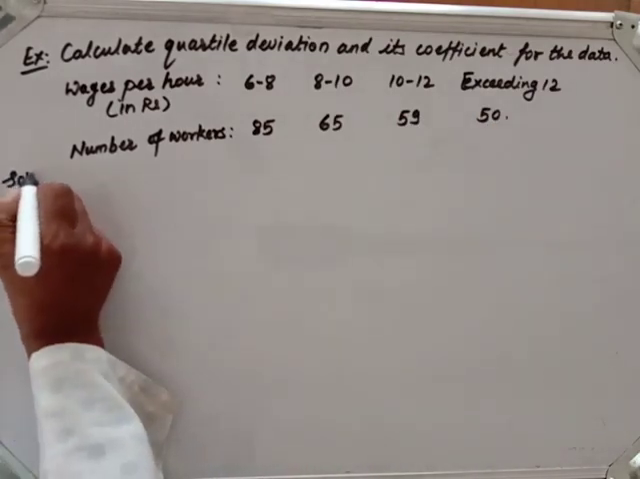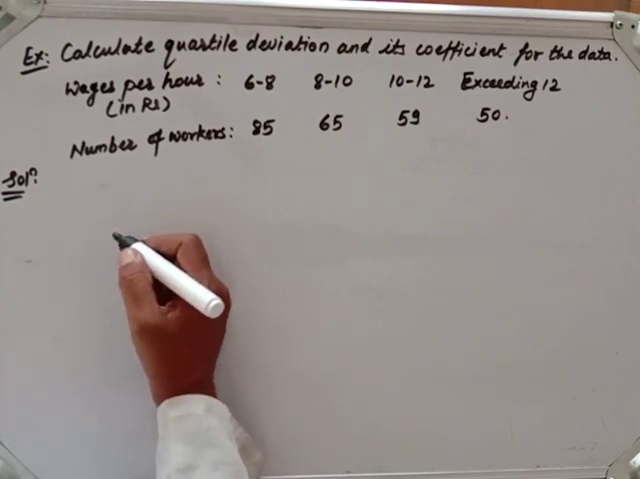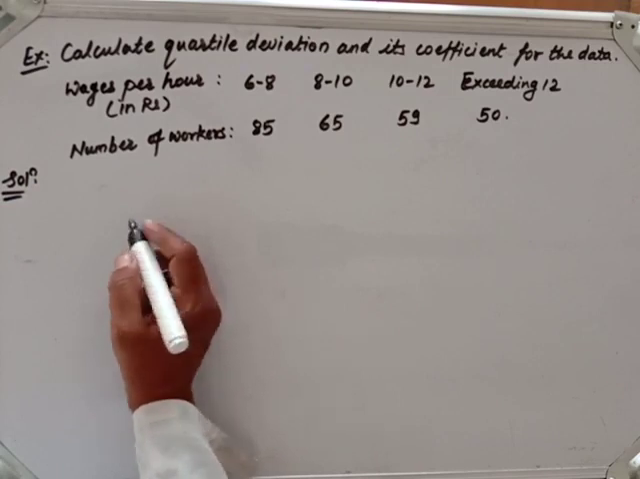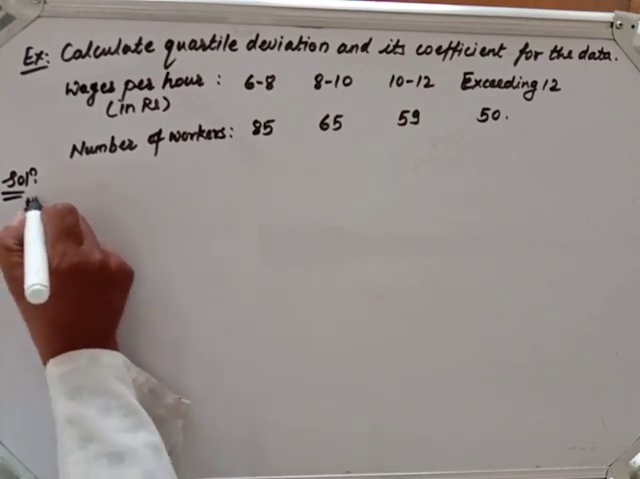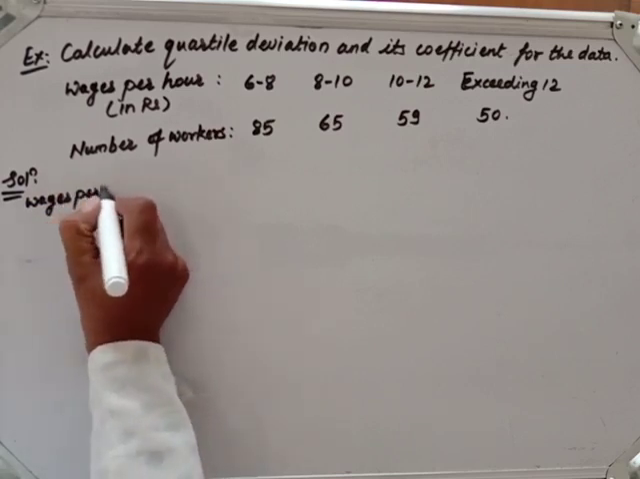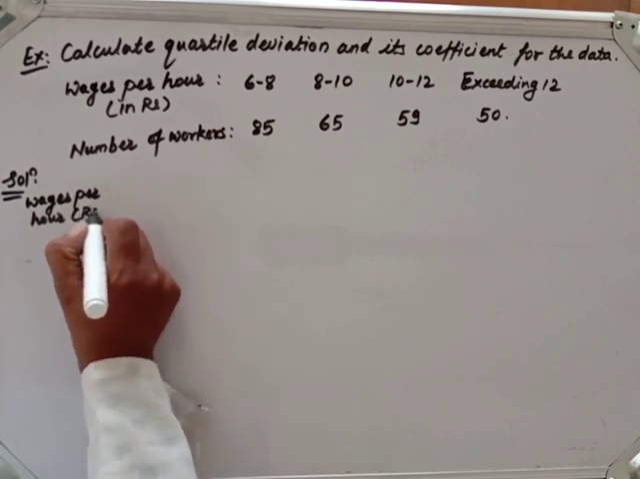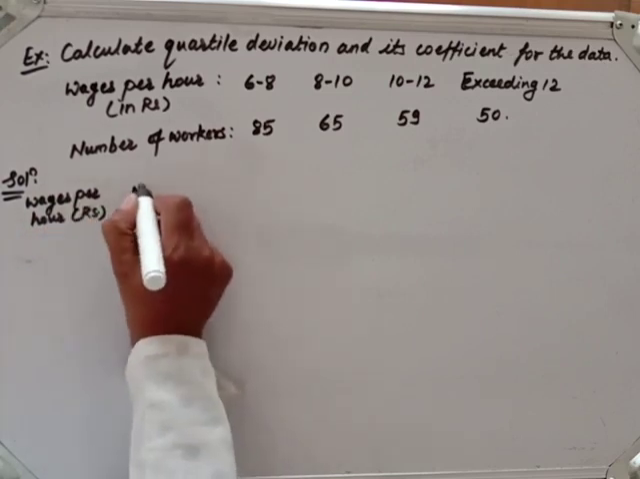So, the solution. For a continuous frequency distribution, we need to obtain the less than cumulative frequency, which is required in the formulas. So let me prepare a table first: wages per hour, in rupees, and number of workers.